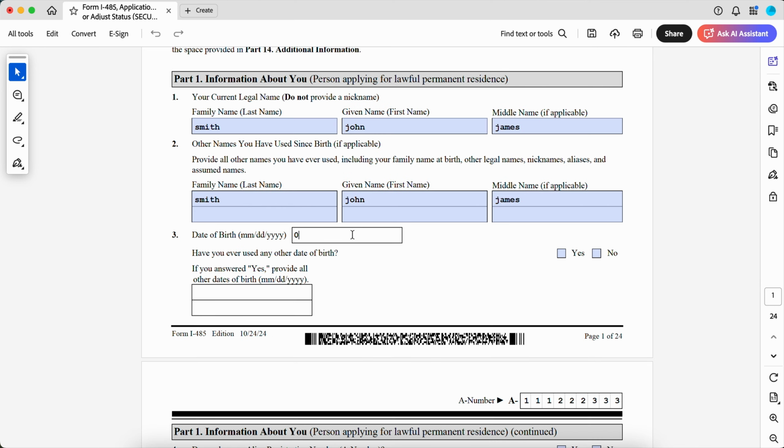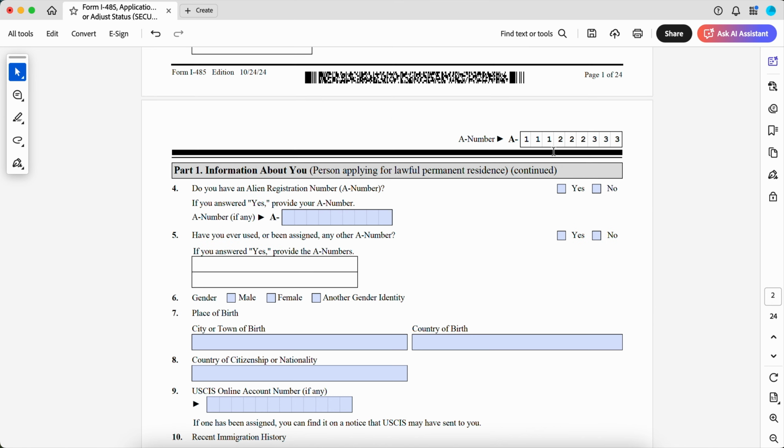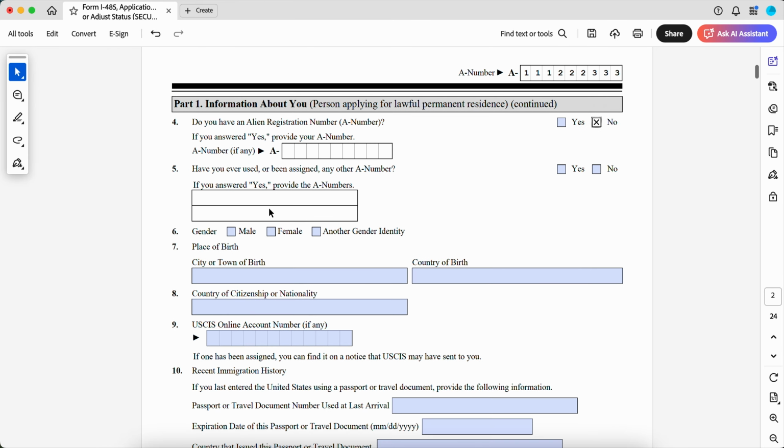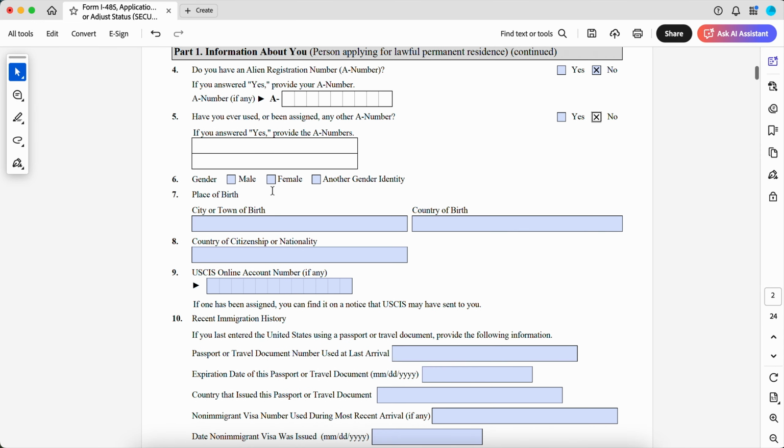Then your date of birth here. Then, have you ever used any other dates of birth? No. If you have other dates of birth, you can write yes. Again, it's right here. It's on your I-797 if you have it. If you don't have it, just type no. Have you used any other A number? If not, just type no. If yes, provide the other A numbers that you used.